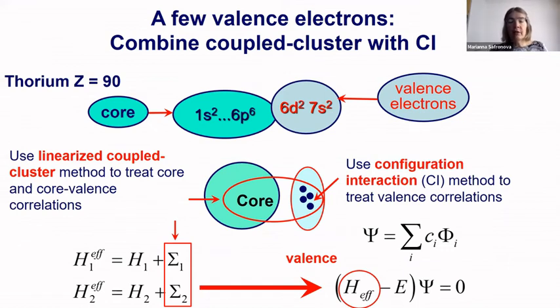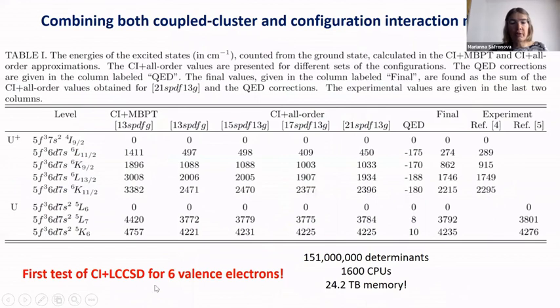So if we have under 6 valence electrons, we can combine the coupled cluster with the configuration interaction, and all of the valence interactions are run by the CI and everything else run by coupled cluster. And this is a new example. That's a very first and yet unpublished test of this approach to 6 valence electrons. This is uranium results. And as you can see, the energy is in fantastic agreement with experiment here.